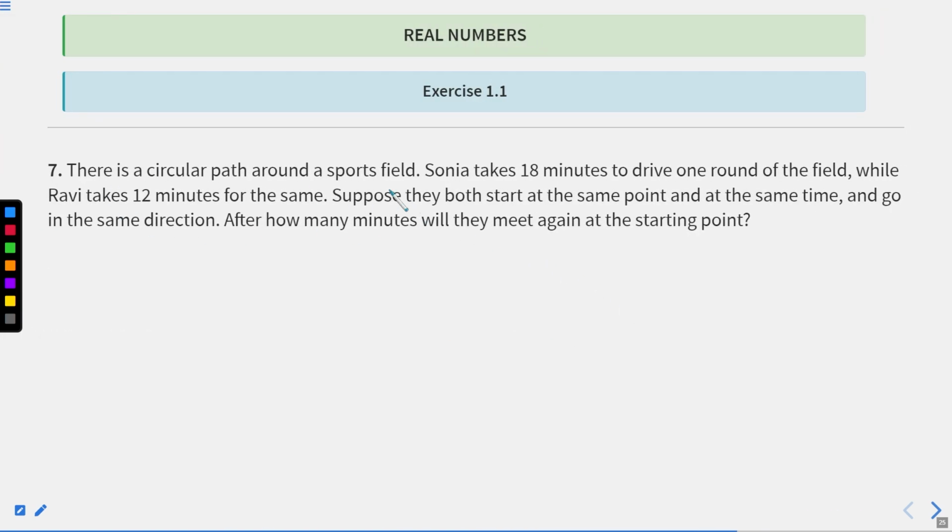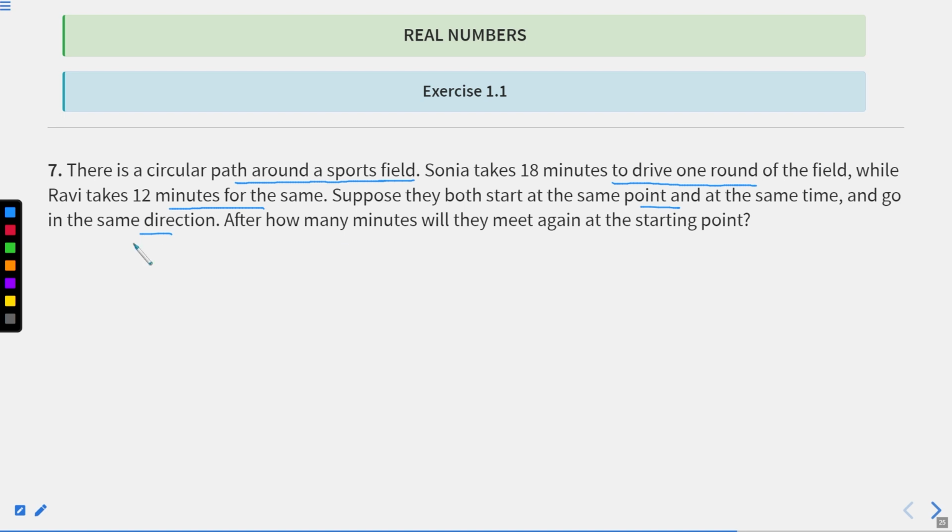In question number 7, there is a circular path around a sports field, and Sonia takes 18 minutes to drive one round of the field, while Ravi takes 12 minutes for the same. Suppose they both start at the same point and at the same time and go in the same direction. After how many minutes will they meet again at the starting point?